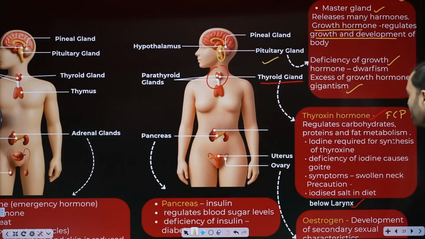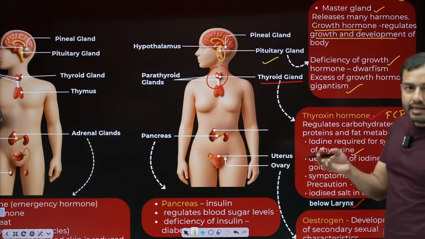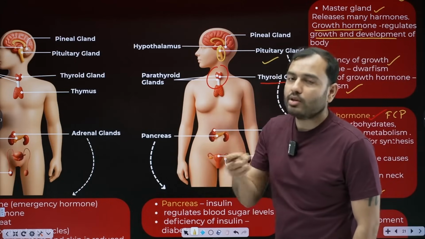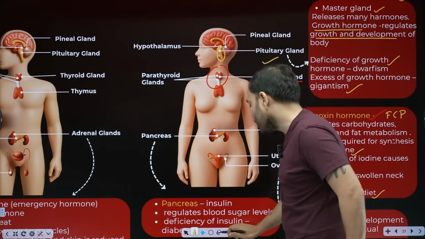So this is what is written. Iodine is required for synthesis of thyroxine. Deficiency of iodine causes goiter. What is the symptom of goiter? Swollen neck. What is the precaution? Iodized salt in the diet. Eat iodized salt, which has iodine, you will get iodine, thyroxine will be made. If it is made, then goiter will not form.